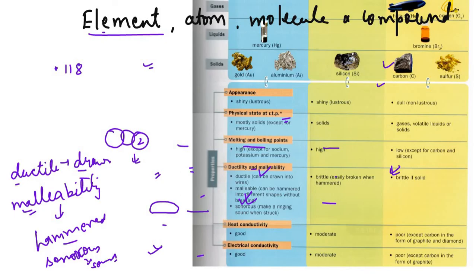Now I'm just erasing this page. The further concept is atom. So what do you mean by atom? Element, as I told you, is the simplest and pure thing from which everything on the earth is made. Now who made this element? An element can exist as atoms or as molecules.